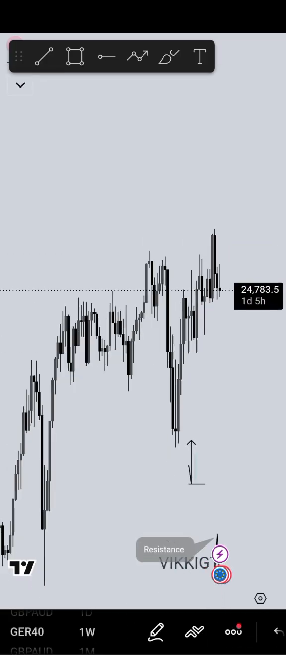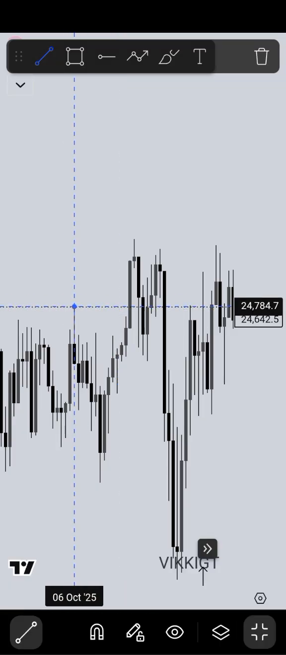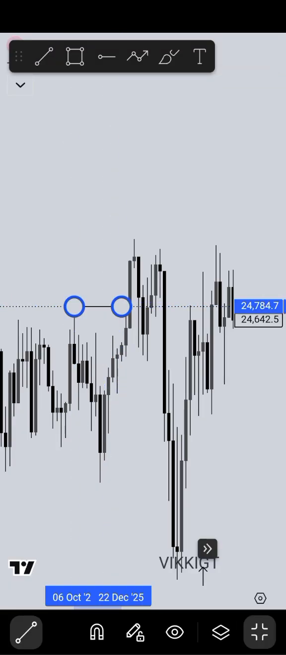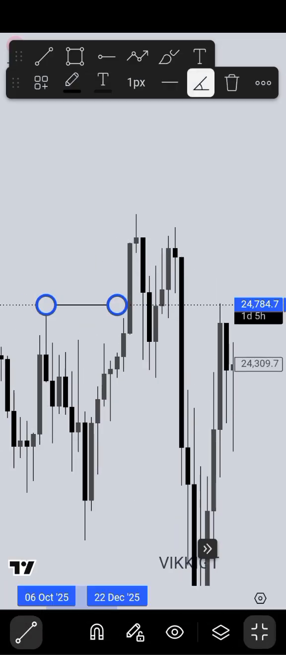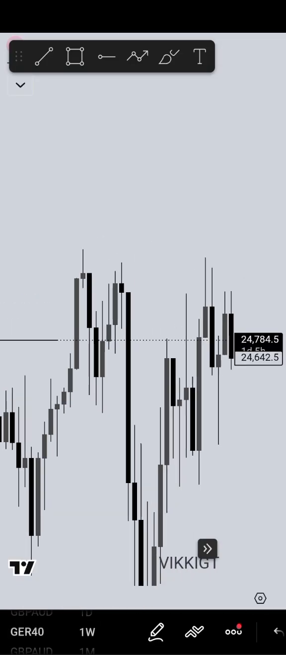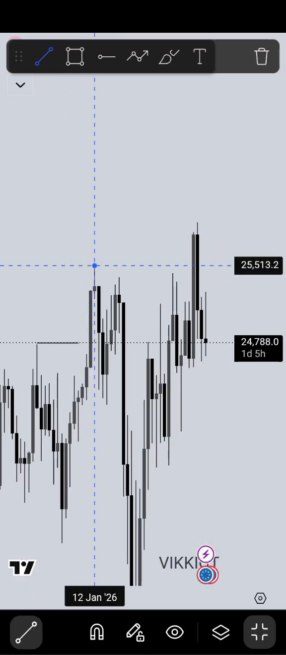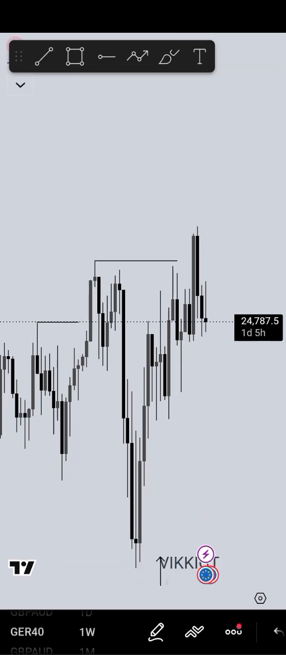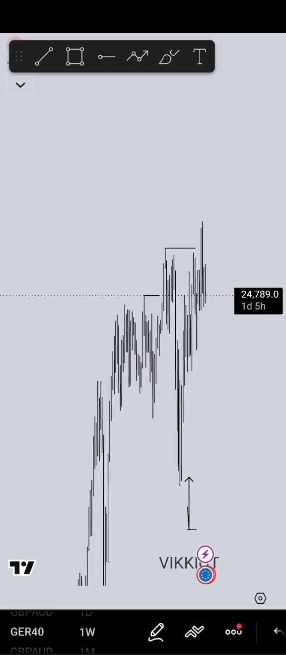So this is a break of structure to the upside. Price gives us a higher high, a higher low, and then price comes, takes out liquidity. It's called a liquidity run, and then price gives us a break of structure to the upside, signifying that the trend is bullish. Also at this specific price, we have another break of structure to the upside, signifying that price is still bullish. So we are still going to the upside, and that's just how you frame your bias.